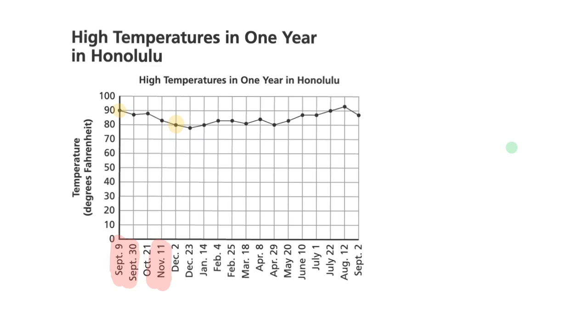On average, the temperatures are always high. Okay, so the temperature is high, so it's kind of hot on average. The warmest month is in August, so let's see, August is right here. Is that the warmest month? And the coolest month is in January. So let's see, January.